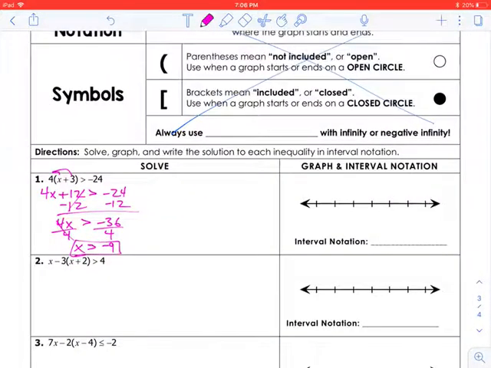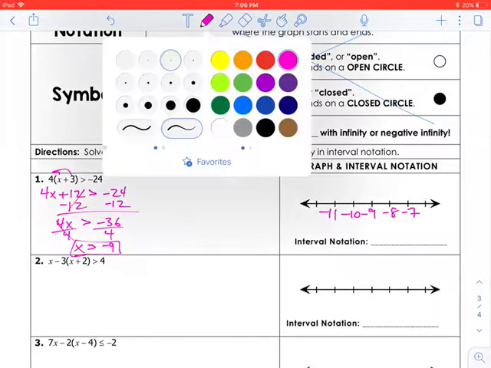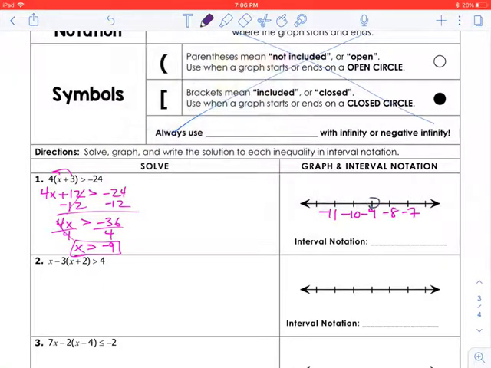So in my graph, I've got negative 9 there, negative 8, negative 7, negative 10, negative 11. And I've got an open circle, since it's not underlined, going to the right.